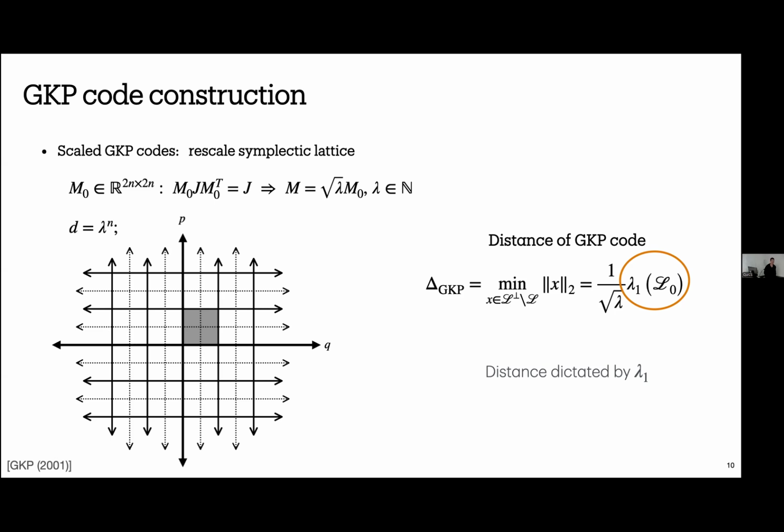And the idea in scale GKP codes is simply we build a lattice by starting with a symplectically self-dual lattice. So how do you do this? We start with a symplectic matrix. A symplectic matrix is one that satisfies this condition, and the rows of these symplectic matrices span a symplectic lattice.